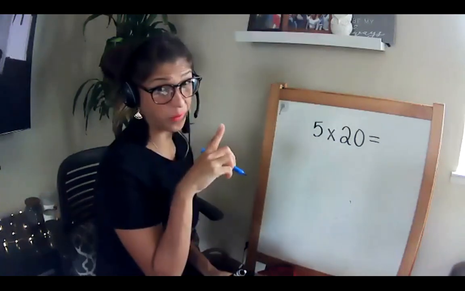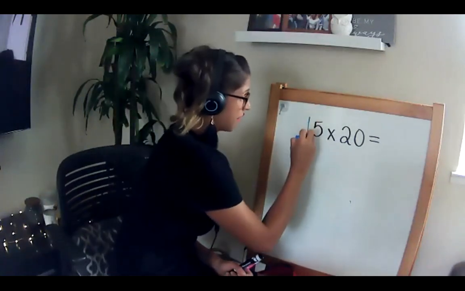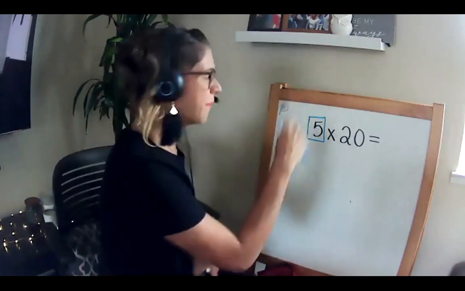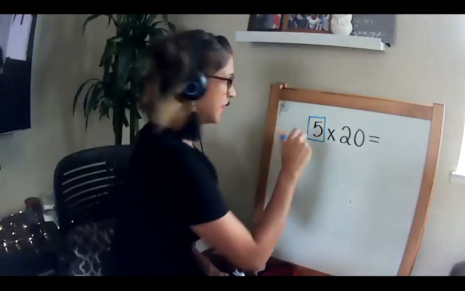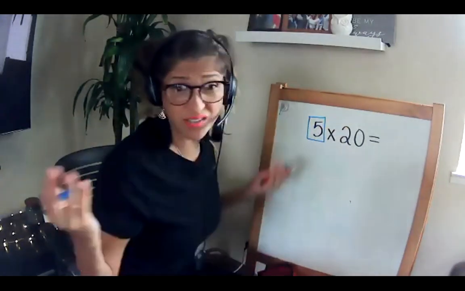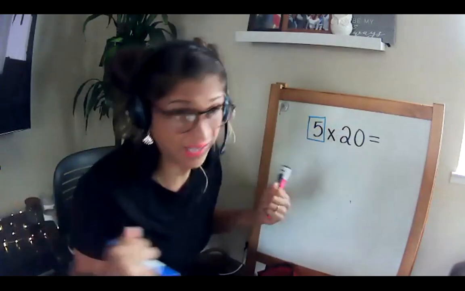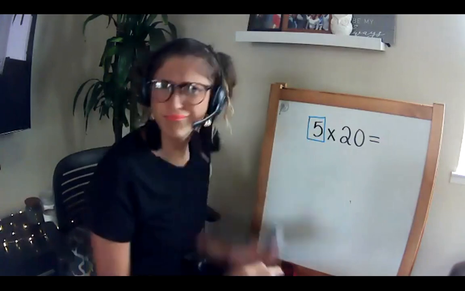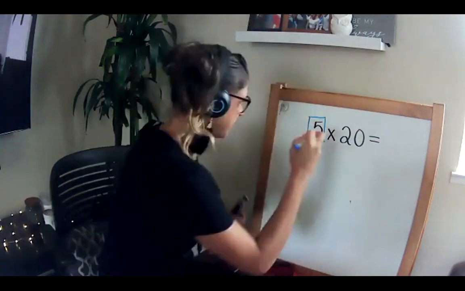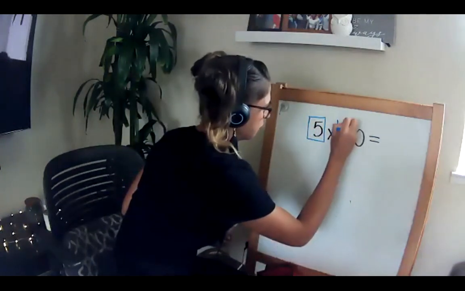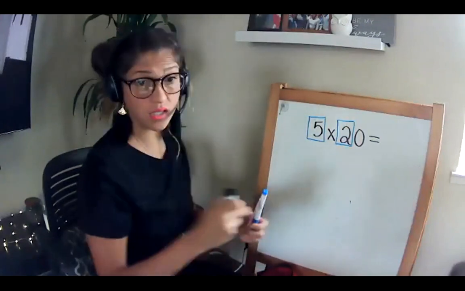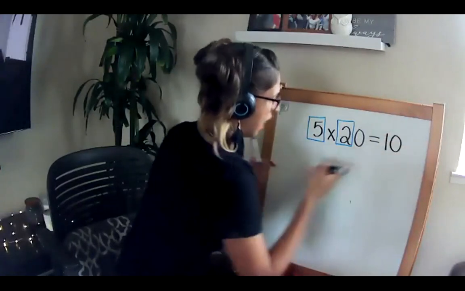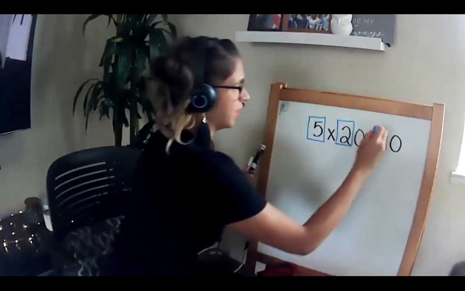I'm going to say it one more time and you're going to remember it. I'm going to box my basic facts. My basic facts are the times tables that I already know in my head. 5 times 20, basic fact: 5 times 2. 5 times 2 is 10. Guys, I'm going to put a box around my 10.